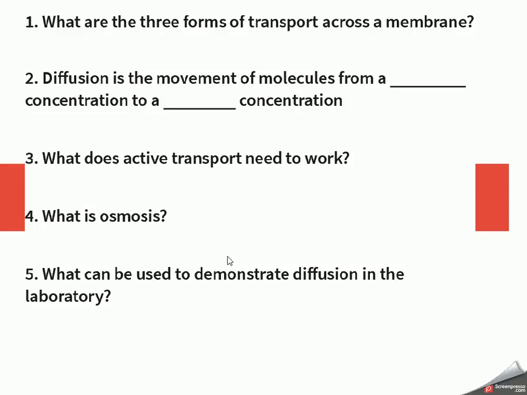So, what are the three forms of transport across a membrane? Diffusion is the movement of molecules from a something concentration to a something concentration. What does active transport need to work? What is osmosis? And what can be used to demonstrate diffusion in the laboratory? Pause the video, see if you can get the answers.